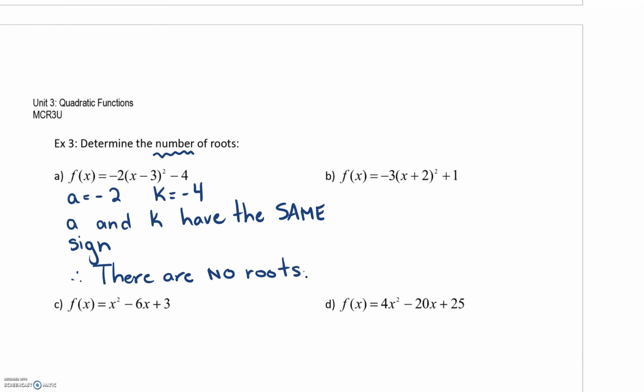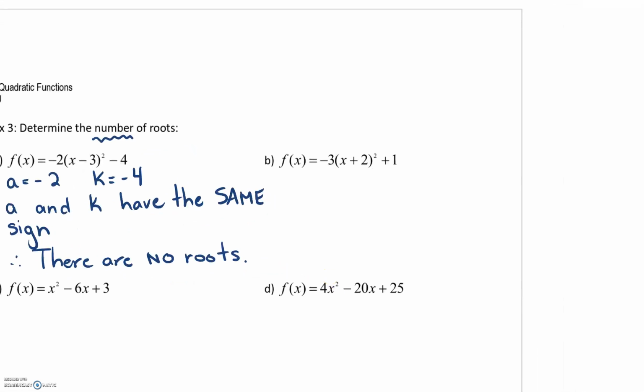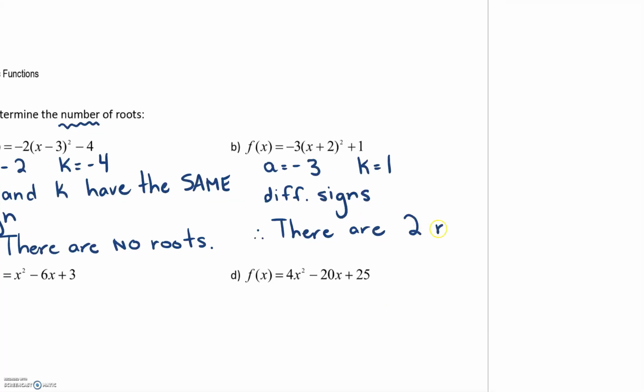Okay, so moving on. Question B, still vertex form, so we still want to list a, which is -3, and our k value, which is 1. In this case, the parabola opens down, but it's going above the x-axis. So it will cross, and it's actually going to cross twice. So we know that a and k have different signs. You would just need to write, therefore, there are 2 real, because they're still real numbers, and they're different. So we're going to write 2 real distinct roots.